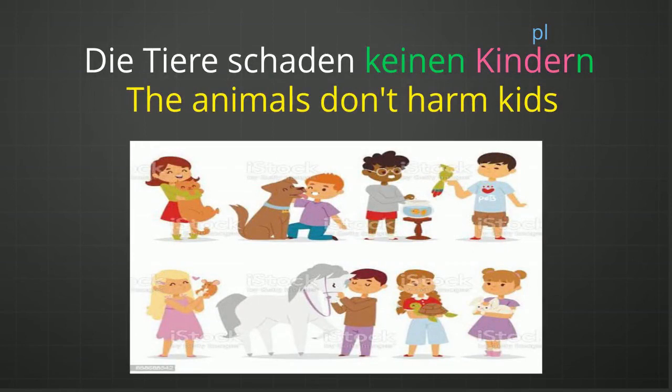Die Tiere schaden keinen Kindern. Kinder is a plural noun which is the indirect object in this sentence. Now, according to the table, if you observe, plural negative dative article is keinen+n. So that n is the ending for your plural noun. Here, Kinder is a plural noun and that is why n is the ending added to the noun Kinder. And keinen is the dative negative plural article.